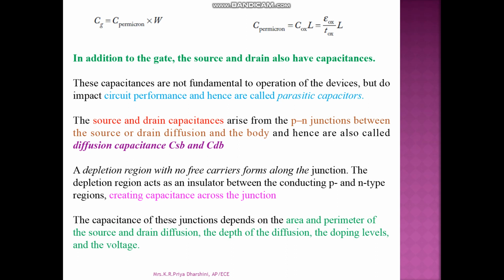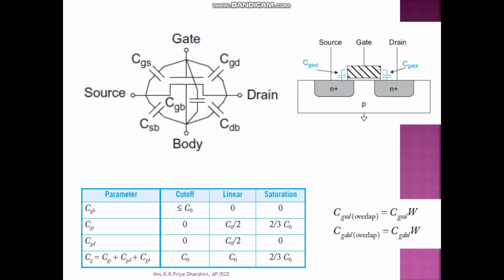In addition to the gate, the source and drain also have capacitances. These capacitances are not fundamental to the operation of the devices but do impact circuit performance, and hence are called parasitic capacitors. The source and drain capacitances arise from the PN junctions between the source or drain diffusion and the body, hence are called diffusion capacitors, which are CSB and CDB. The depletion region with no free carriers forms along the junction. The depletion region acts as an insulator between the conducting P and N type regions, creating a capacitance across the junction. The capacitance of these junctions depends on the area and perimeter of the source and drain diffusion, the depth of diffusion, doping levels, and voltage.